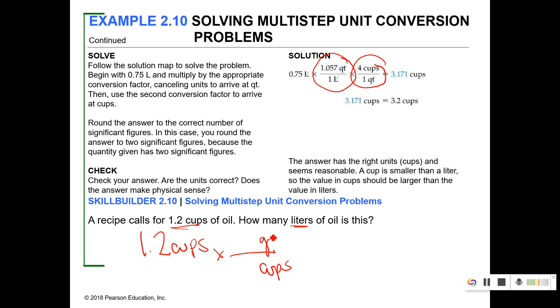2 quarts. So in 4 cups, there's 1 quart. Cross out cups. It wants liters, so we got to go one more step. 1.057 quarts is 1 liter.